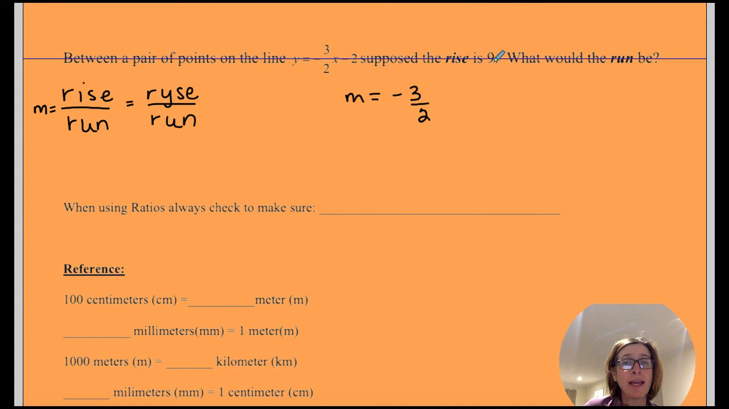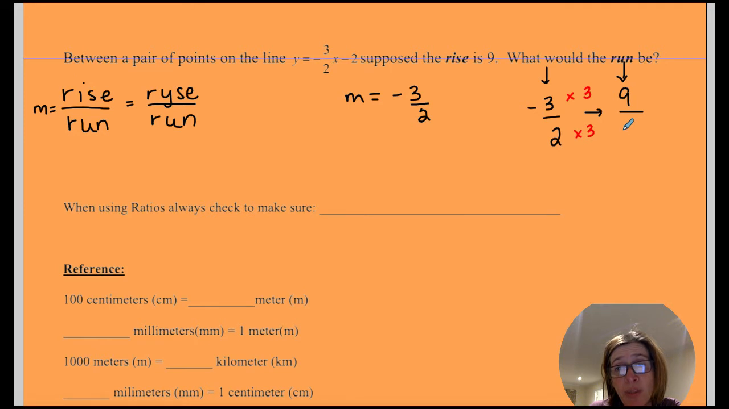So you can actually think about it like this. Negative 3 halves, we know that the rise was 9. So what would the run have to be? Well, this is a ratio and this is a ratio, so we want equal ratios. From negative 3 to 9, you're multiplying by 3. And I would be multiplying by 3 in the bottom as well, which would give me 6. However, I also have this negative to contend with, so my ratio would have to be negative. So if the rise I gave you as a positive number, then the negative would be associated with the 6. So the run would be negative 6.